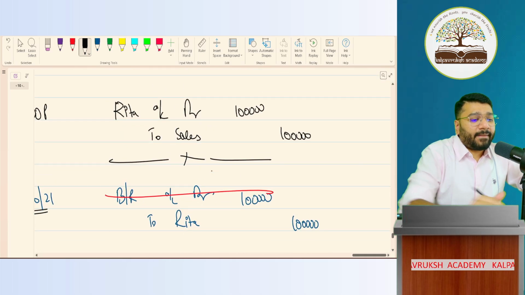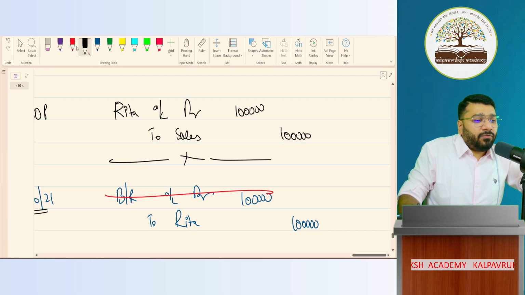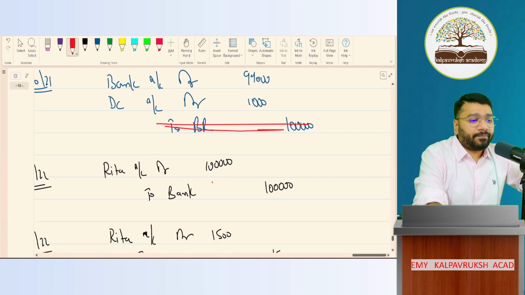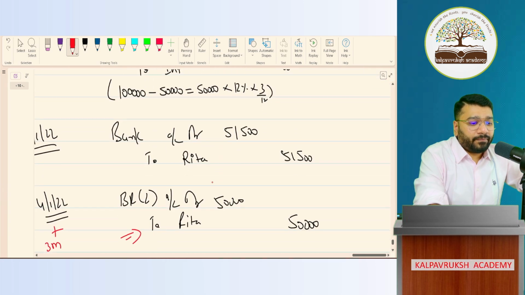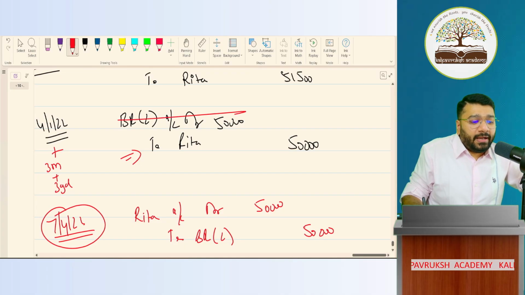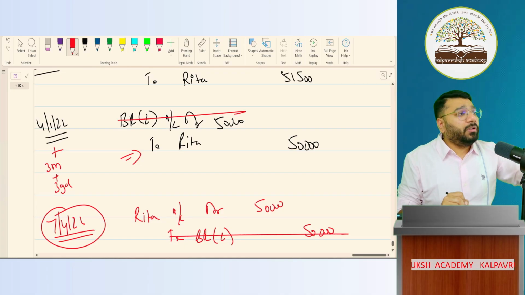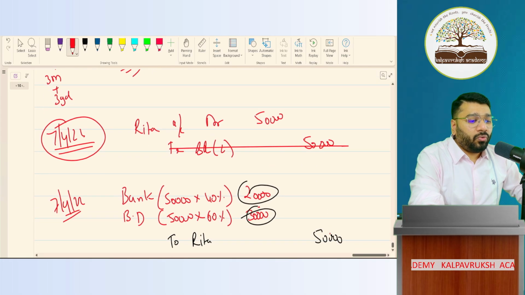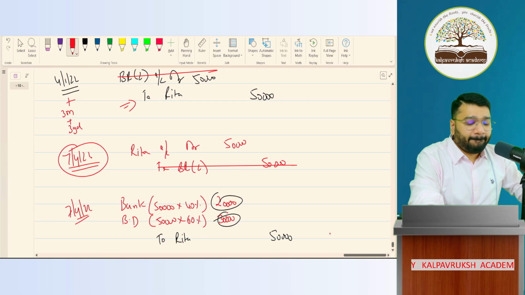So, Rita account, leave it. Let's focus on BR. BR1 is opened here, closed here. BR2 is opened here and closed here. Rita account, if you put all the debit and credit totals together, it should be 0. Okay, not okay.